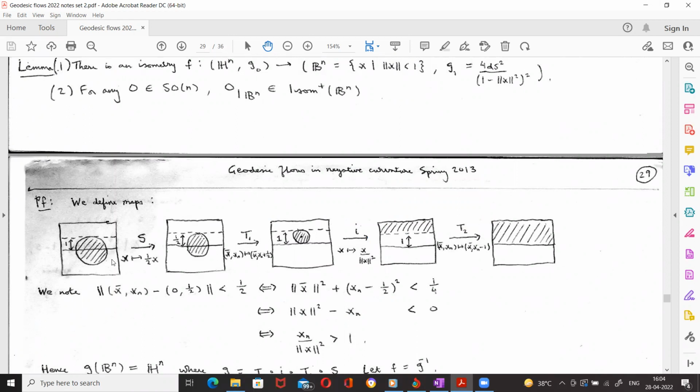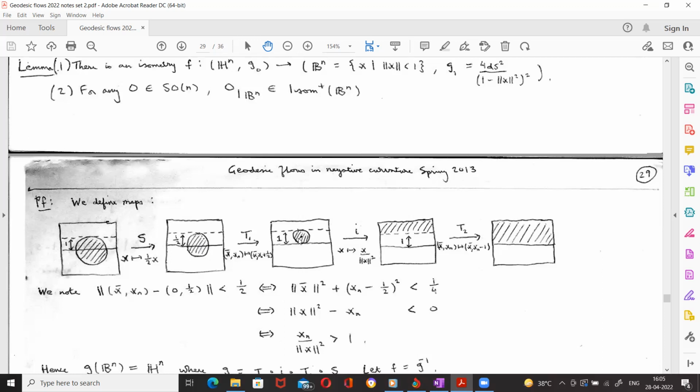Okay. So from the unit ball, first we go to the ball of radius half by x goes to half x. Okay. Then we do a vertical translation. We move this up by x bar, xn goes to x bar, xn plus half. So now this is a ball of radius half, which is tangent to the horizontal plane here. Okay, it's lying in the upper half plane. Now I apply an inversion.